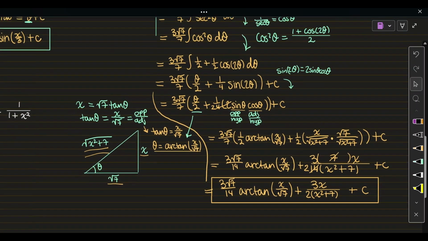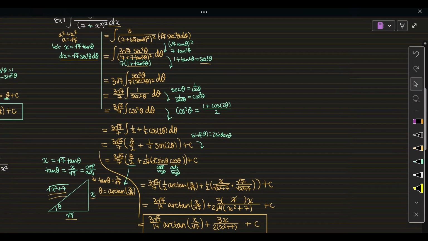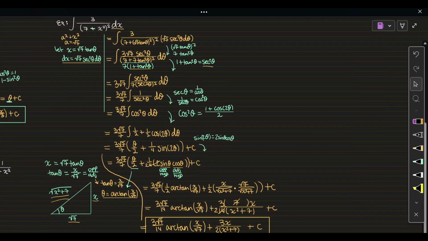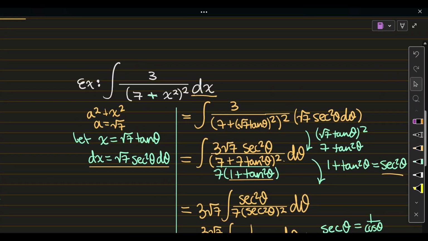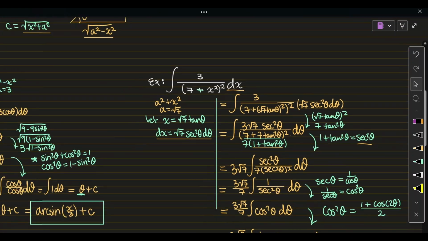So notice how making that simple substitution up at the beginning, when we notice that we have something like a squared plus x squared, letting x equal square root of 7 tan theta, allowed us to integrate this integral that we wouldn't normally be able to do using the methods that we've previously learned.